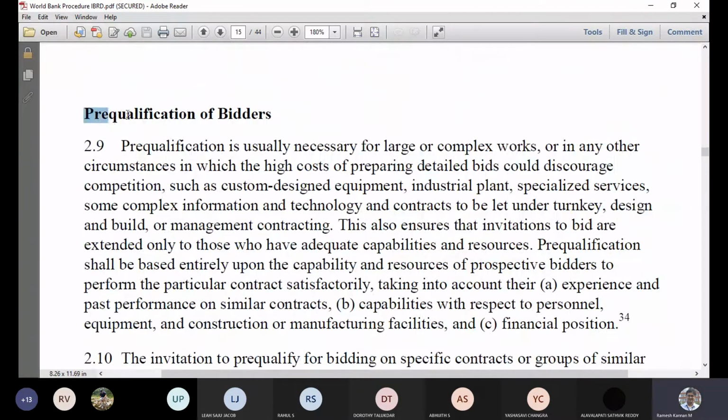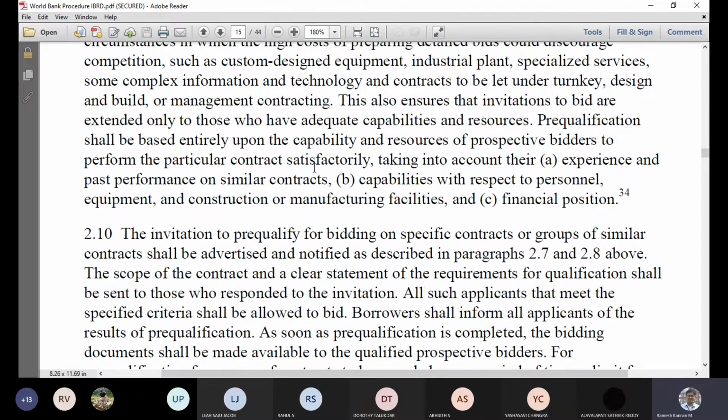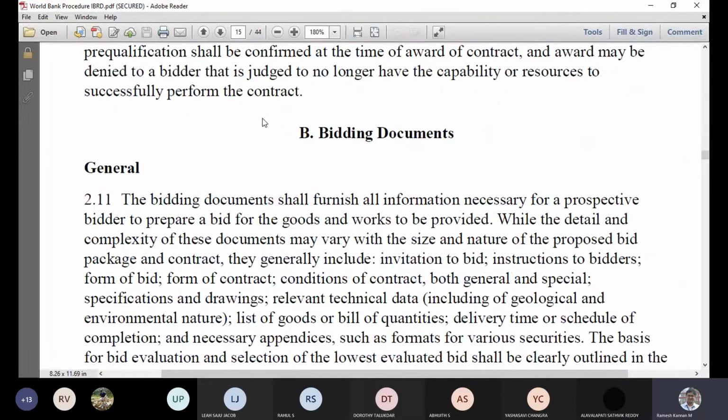And then pre-qualification of bidders, which we talk about in enough detail in the invitation to bid, where the bidder will be evaluated based on his credentials. Here it is based on his experience, past performance on similar contracts, capability with respect to personnel, equipment, construction or manufacturing facilities, which means this ability does not depend on another person, and financial capability. So their turnover and something like that, right? That's a very important thing they evaluate.